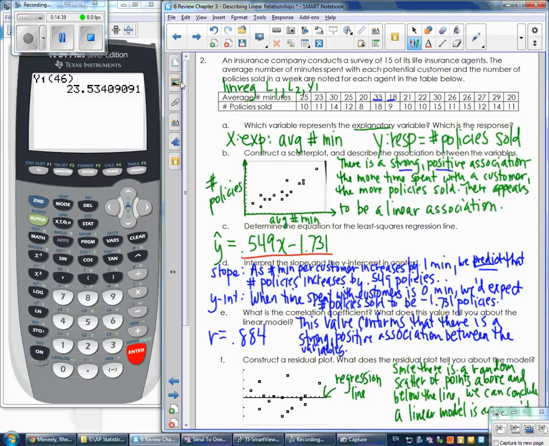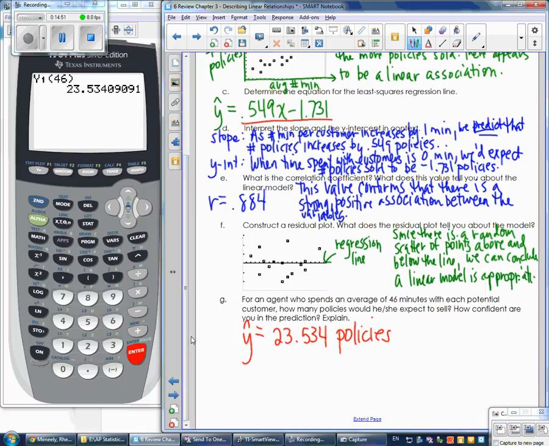And remember, my data collected goes from 18 minutes per customer to 33 minutes per customer. So if I wanted to make a prediction at maybe 35 or 38 minutes, that would probably be okay. But 46 minutes away, that's far beyond my data set. And so this is what we call extrapolation.